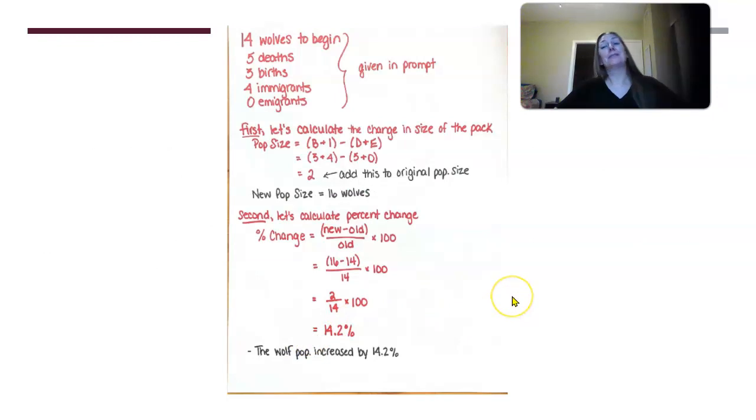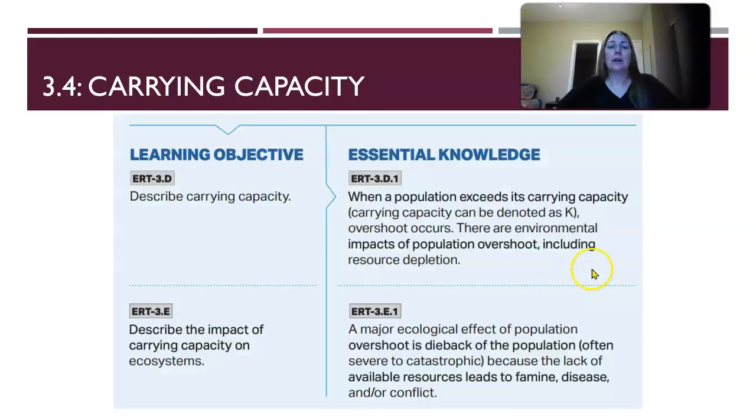So again, math formulas, you do need to know them or plug them into your graphing calculator. And so to just wrap things up here, these are your objectives and essential knowledge from 3.4. So can you describe or define carrying capacity? Do you know what overshoot is? Do you know what the environmental implications of overshoot are? And so on and so on.